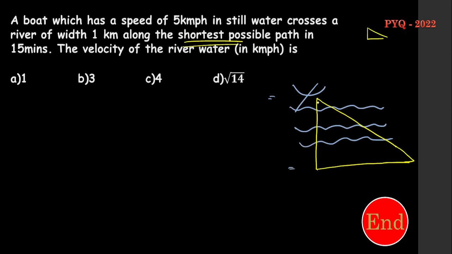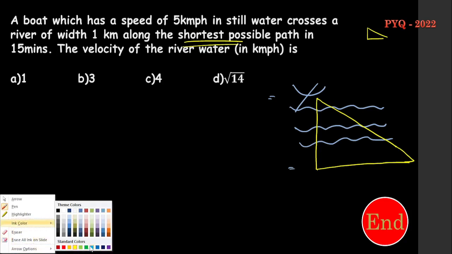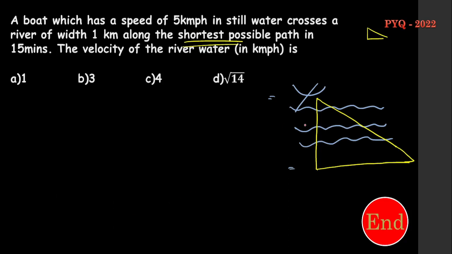So let's take points, and be clear what I am telling, then only it will be easy to understand. So this is A, this is B and this is C, right? So this is the width of the river, and this is the total width. The width is given: the river's width is 1 kilometer. So this distance is 1 kilometer.